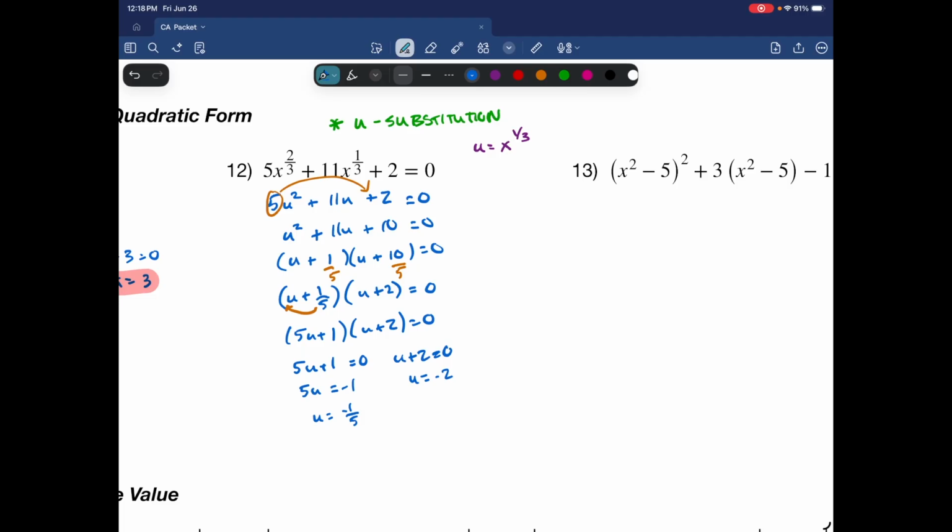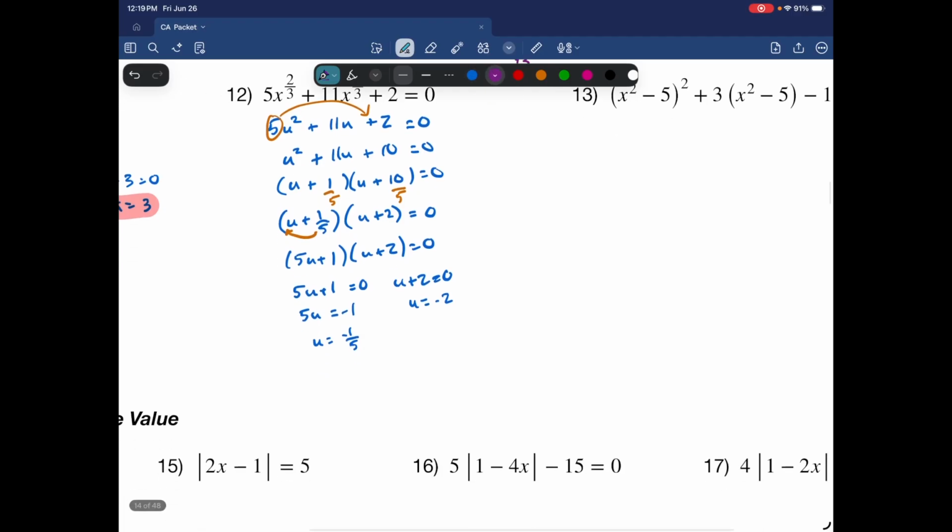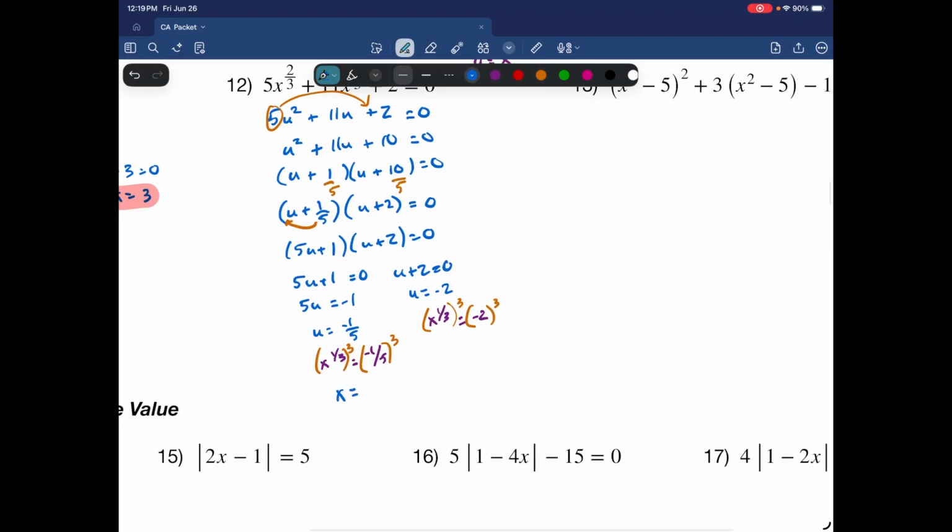Now, we also said that u was x to the 1/3. So here's what we're going to do. We're going to take each of these and say x to the 1/3 equals -1/5, and x to the 1/3 equals -2. And just like we did before, I'm going to cube both of these to get my answer. So that's going to be x equals -1 over 125, and that's going to be x equals -8. And there you go.